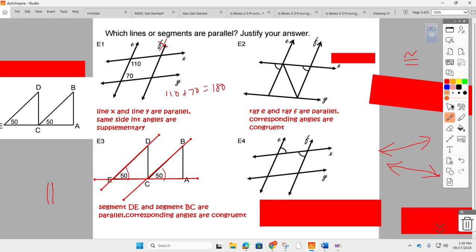All right. So which angles do you think we're looking at? Yes. How do we know they're congruent? Because of the arc, right? So one arc and one arc.